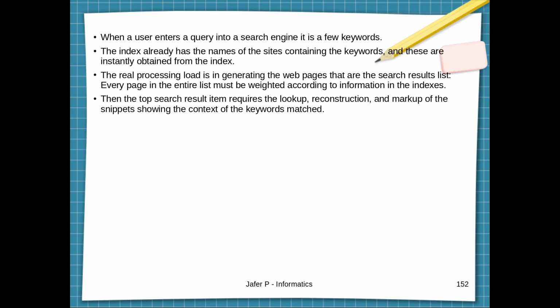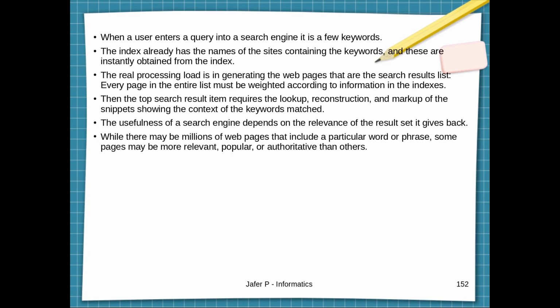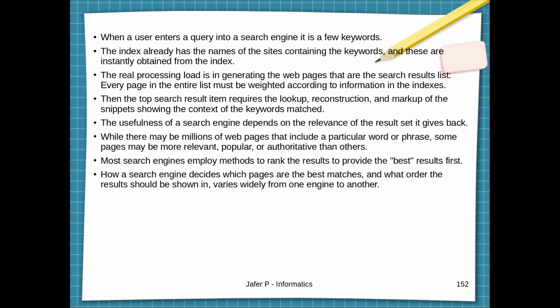Then the top search result items require the lookup, reconstruction and markup of the snippet showing the context of the keyword matched, right? And the usefulness of a search engine depends on the relevance of the results that it gives back. That's true. While there may be millions of web pages that include a particular word or phrase, some pages may be more relevant, popular or authoritative than others. This is all done by the index. Most search engines employ methods to rank the results to provide the best result first. How a search engine decides which pages are the best matches and in what order the results should be shown varies widely from one engine to another.